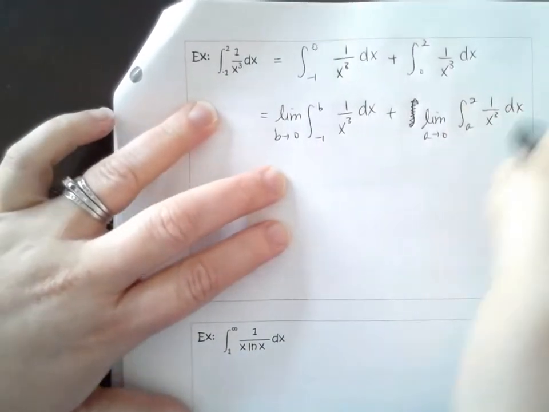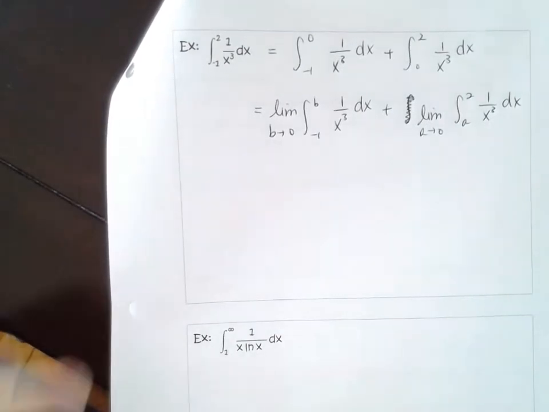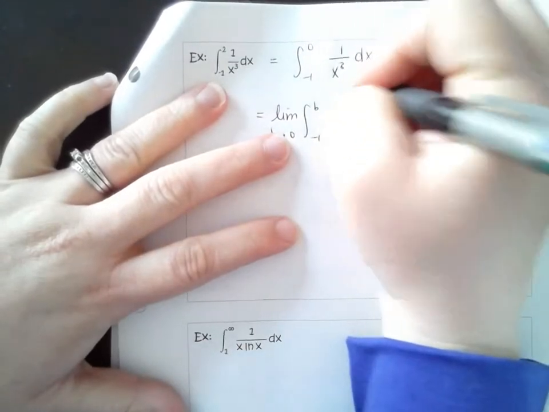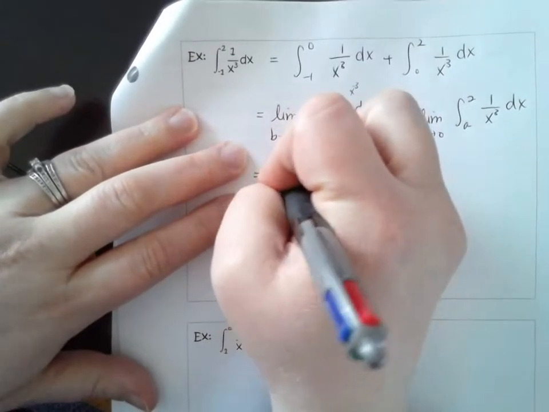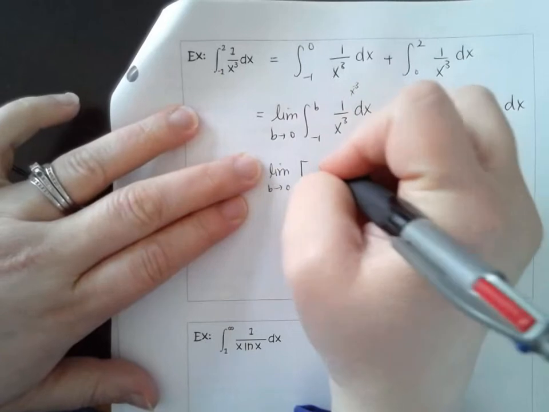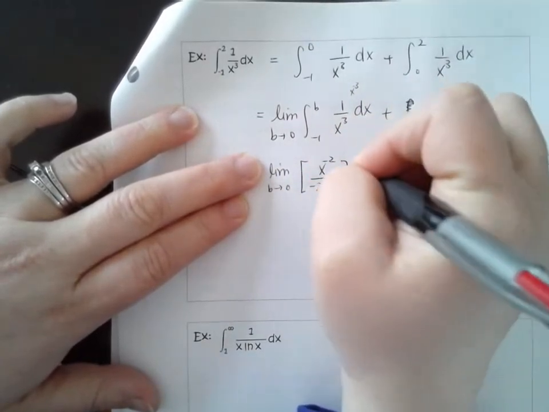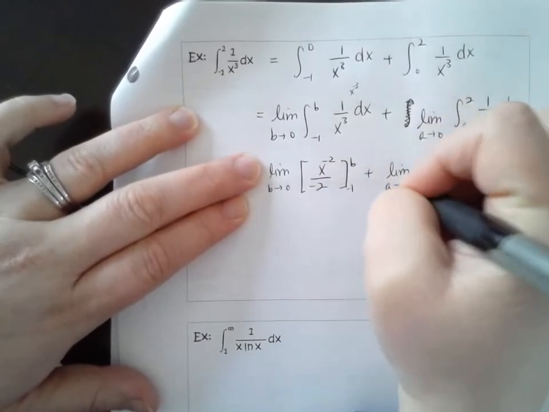I'm not going to write it. I wish I had already written it, but the 1 over x cubed is really x to the -3. So remember that as we're integrating. This becomes x to the -2 over -2. And so does this one.